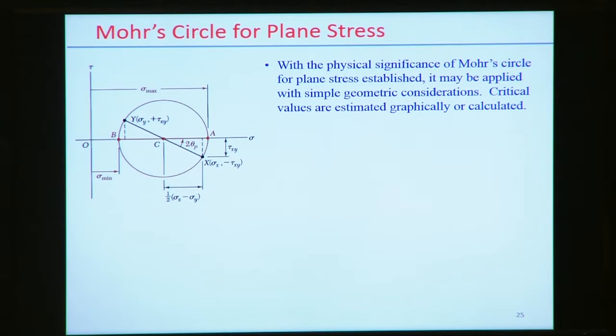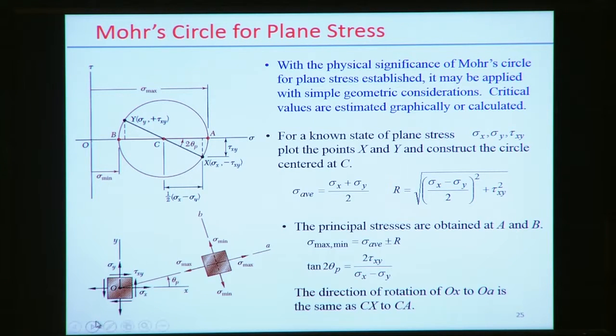Now, how can you represent the stress state? Suppose we have defined the x-y axis system. Suppose here the initial stress state is defined as sigma x, tau xy with this configuration. Now at theta p, with this orientation, there exists the principal stress state. So how can these principal stresses be extracted from the Mohr circle?